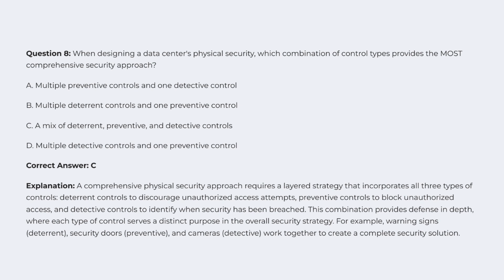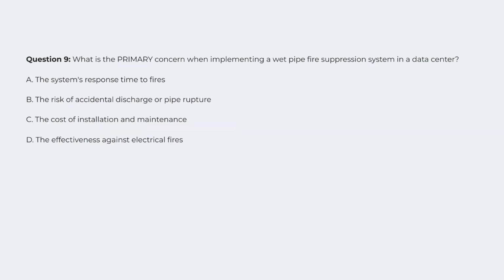security solution. Question 9. What is the primary concern when implementing a wet pipe fire suppression system in a data center? A. The system's response time to fires. B. The risk of accidental discharge or pipe rupture. C. The cost of installation and maintenance. D. The effectiveness against electrical fires.